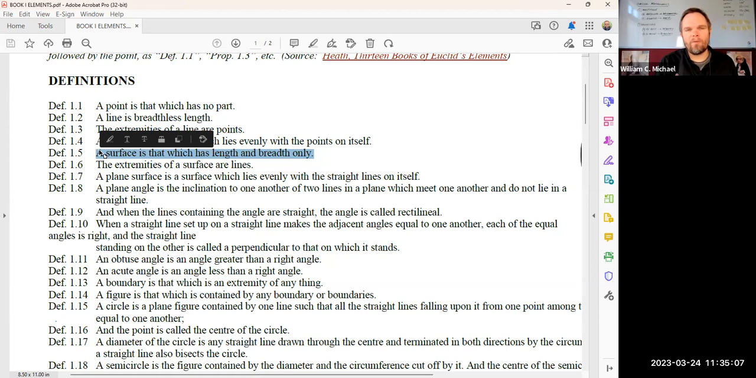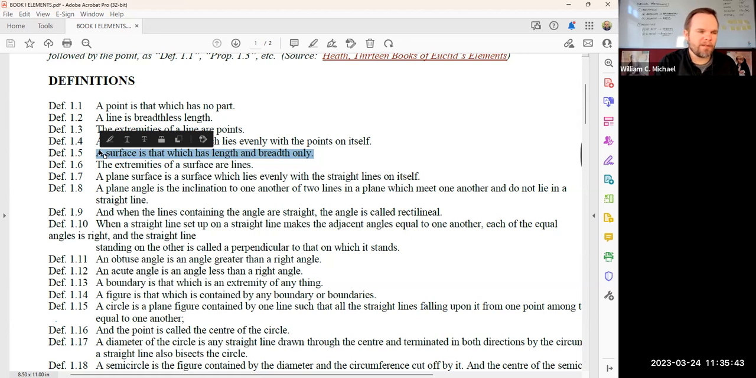And now what I want you to think about is a surface in terms that we've already studied so far. And I'll just ask you a question. Think about this. If a surface has length and breadth, how many points must there be in a surface? How many points must there be to form a surface? What would be the least number of points that could exist? Four, that's a good guess, okay? Four would give us like a rectangle, right?